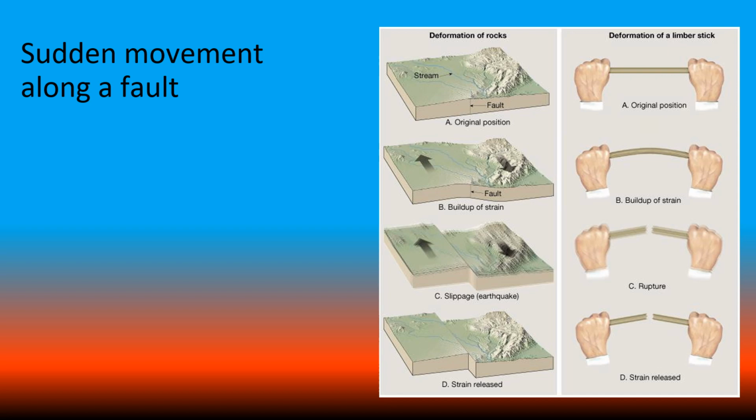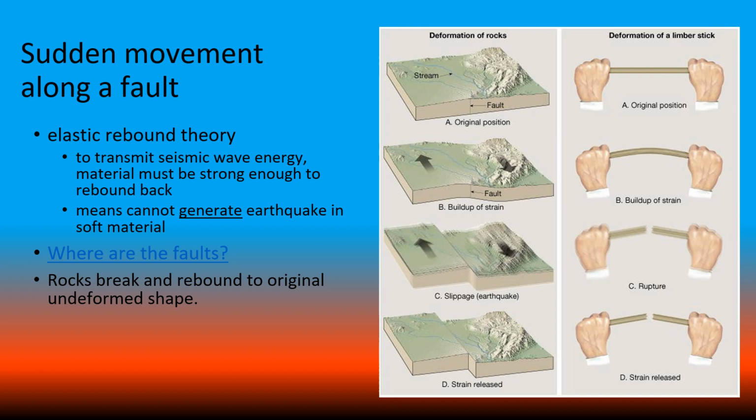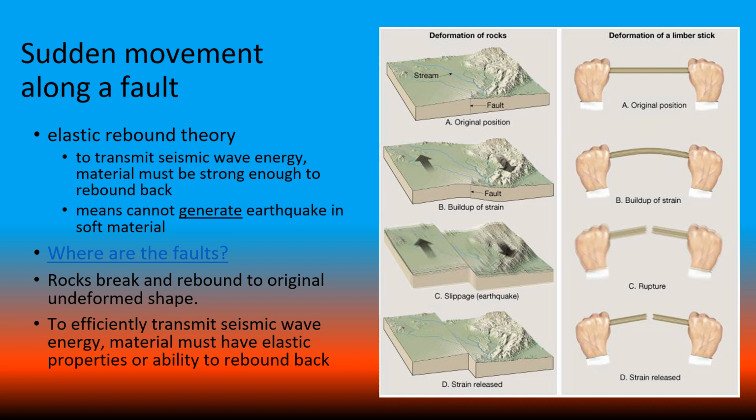So a way to envision this is through a number of different things. Elastic rebound theory, which is when you transmit seismic wave energy, material must be strong enough to rebound back. That means it cannot generate an earthquake in soft material. I encourage you to look at this link. But rocks will break and rebound to their original shape. And to efficiently transmit seismic wave energy, material must have elastic properties, or the ability to rebound back.